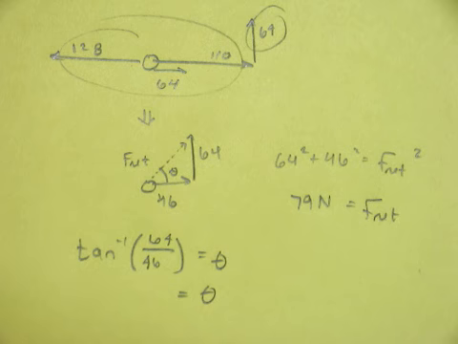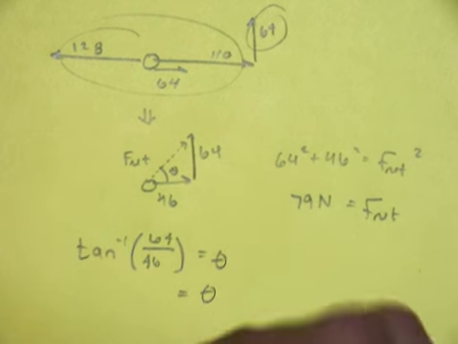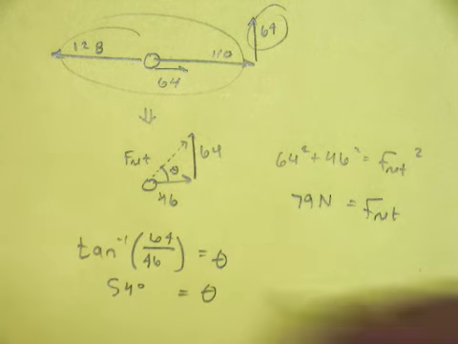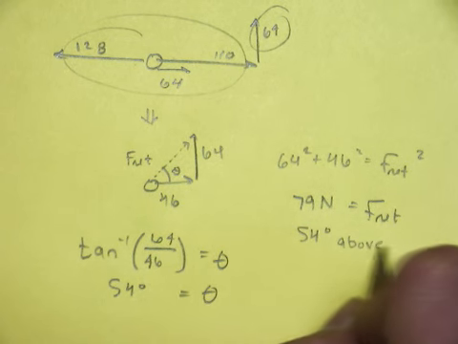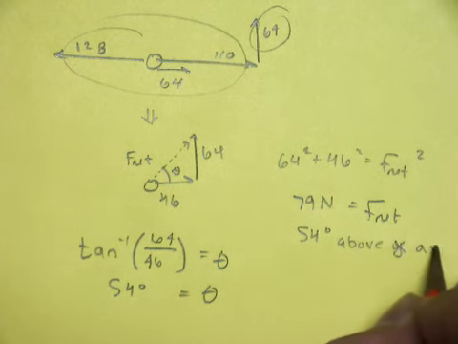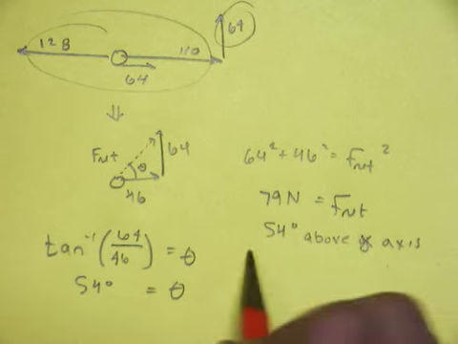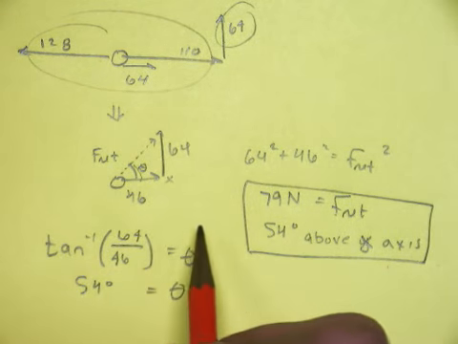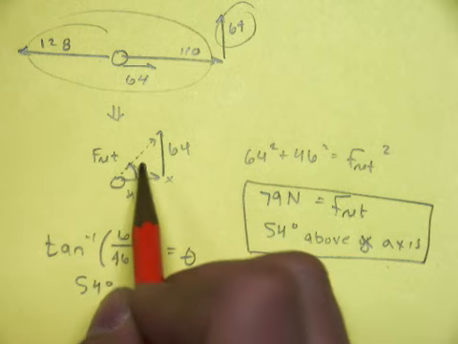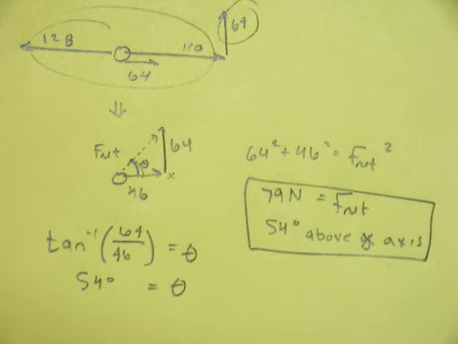is 54.3, so 54 degrees. So 54 degrees above the x-axis. Because this is like the positive x-axis, so it's above the x-axis. So, you know, it really should say something like that.